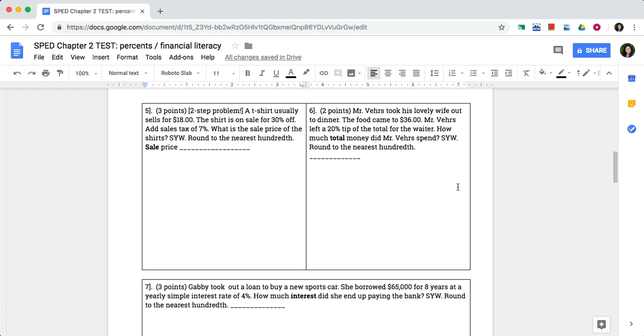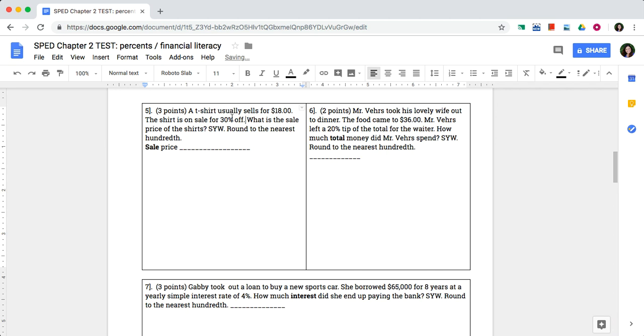All right, number 5. Let's take this out. Okay, a t-shirt usually sells for $18. The t-shirt is on sale for 30%. Add sales tax of 7%. Let's see. Change this a little bit. There we go. Now it makes sense.